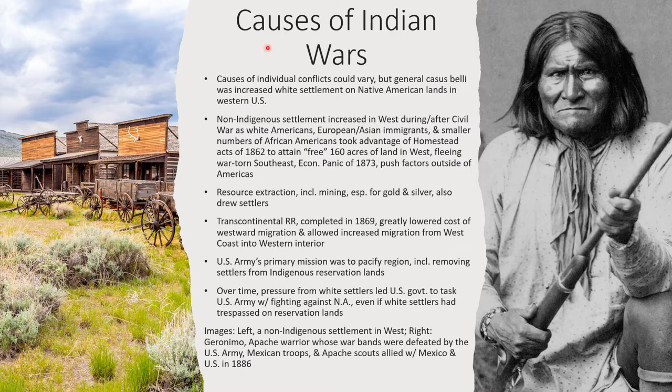And the image on this slide shows a non-indigenous settlement in the West. The division of land in the West and the increased settlement by non-indigenous people would have put pressure on the lifeways of Native Americans, especially the Native Americans living on the Great Plains, who were semi-nomadic with a culture based around horseback riding and hunting of bison or buffalo. And then on the right is Geronimo, an Apache warrior whose war bands were defeated by the U.S. Army, as well as Mexican troops and even Apaches fighting Apaches. And this is in 1886.